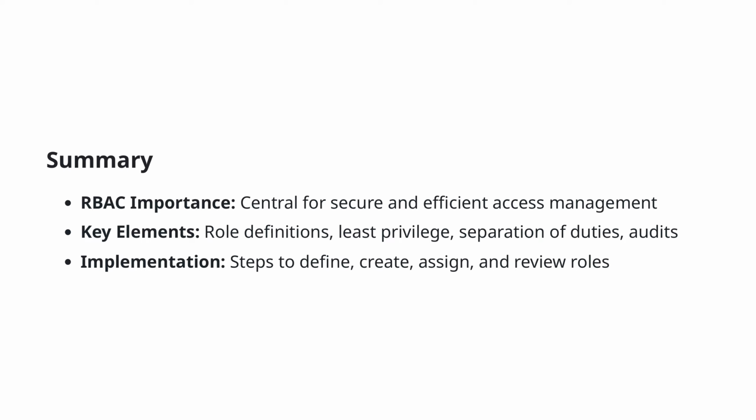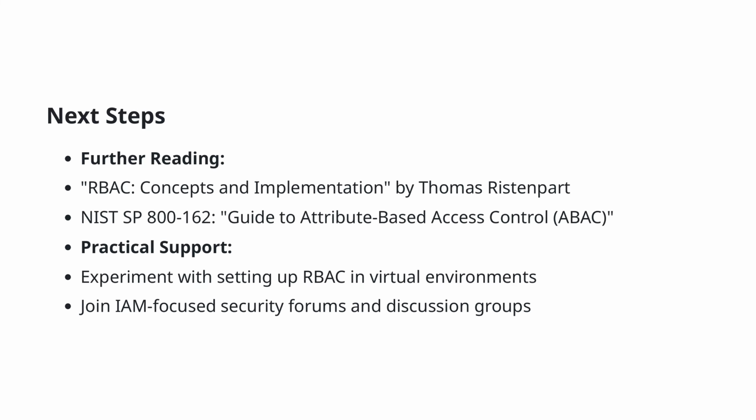To effectively implement RBAC, follow these steps. Clearly define roles based on job functions. Create these roles within your system, assign them to users dynamically or statically as needed, and regularly review and audit role assignments to prevent issues like role creep. These practices help to streamline access management, enhance security, and support organizational efficiency. With the understanding of the significance and the key components of RBAC, let's move forward to our next steps.